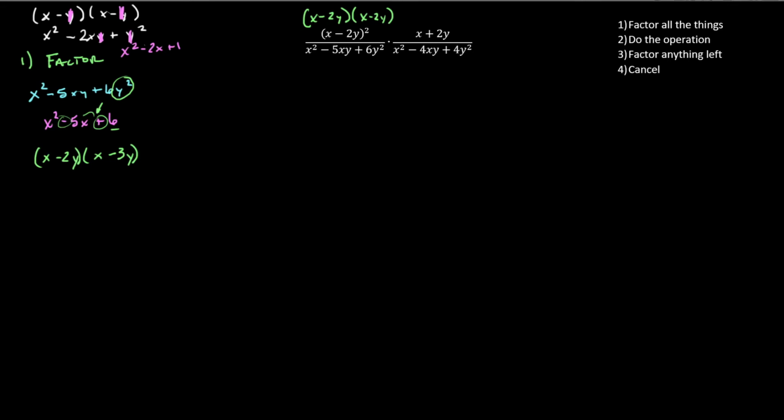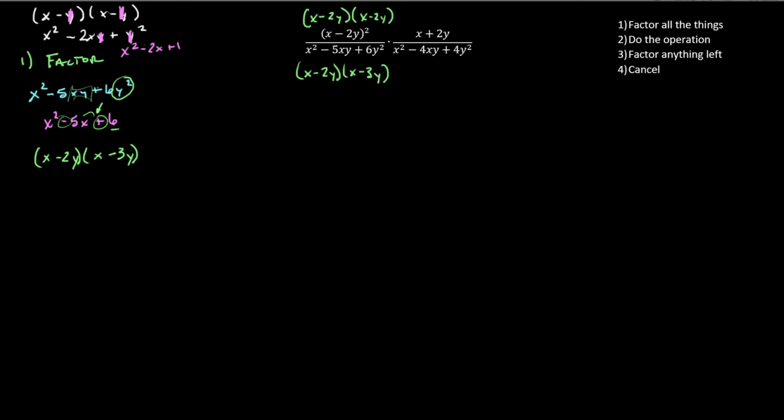That's factored. So just a little piece, but it has to be xy in the center. If you don't have the xy in the center, don't mess with it. It'll be bad. So this one is going to shrink down into x minus 2y, x minus 3y.